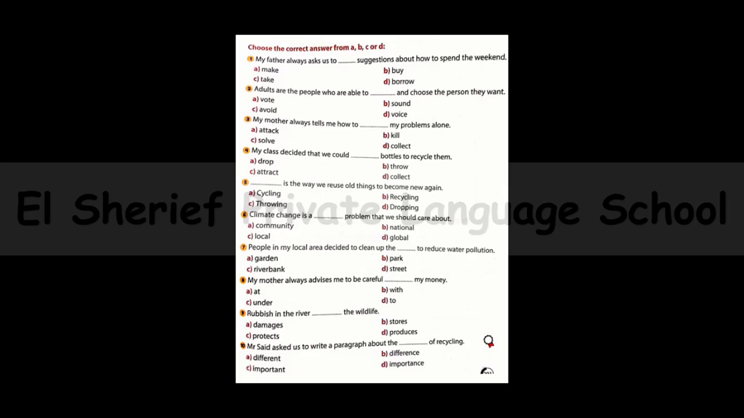Now, number 8, my mother always advises me to be careful with my money, and we said I should take, yes, with. My mother always advises me to be careful with my money. Number 9, rubbish in the river damages the wildlife. It's, yes, damages the wildlife. Number 10, Mr. Said asked us to write a paragraph about the importance of recycling.